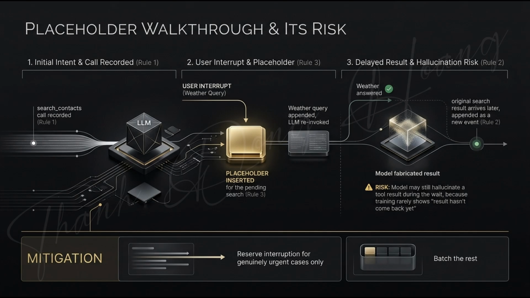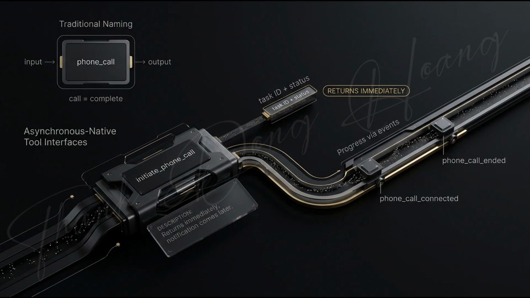Even with an explicit placeholder saying, "This isn't done yet," a model can still convince itself a result already came in and reason from something it made up, simply because almost everything it was trained on shows results arriving instantly. Because of that, this kind of interruption should be reserved for genuinely urgent situations, with everything else handled through calm batching instead.